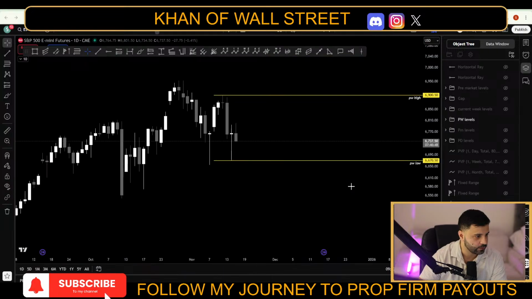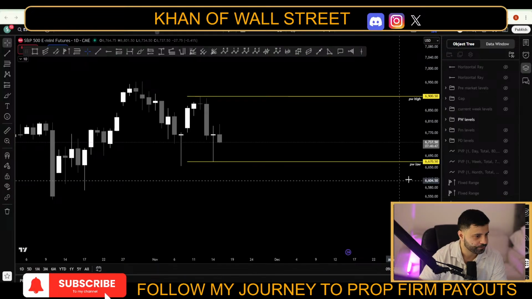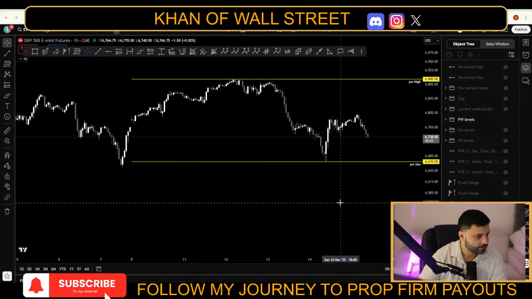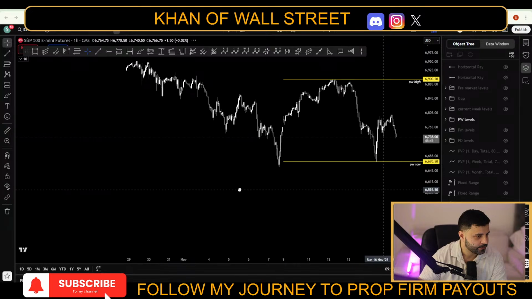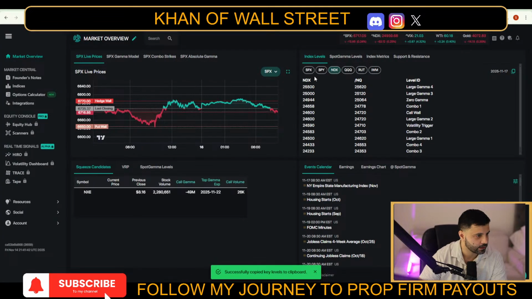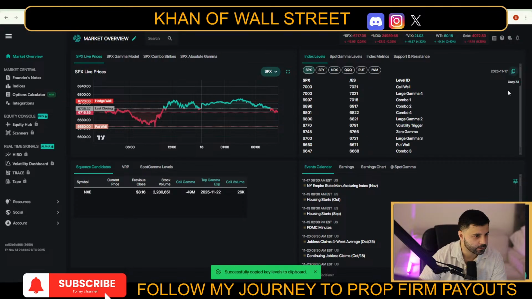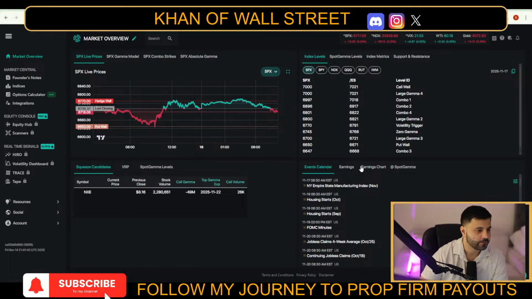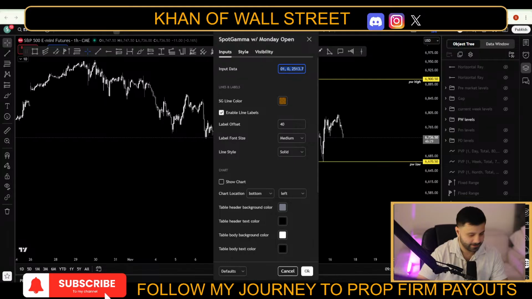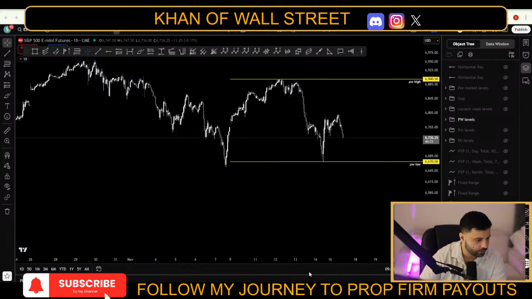Let's have a look at the gamma exposure levels for ES. Let's quickly get them on before market opens in 15 minutes. We're going to be ready and rocking. Ready to go. Market open in 15 minutes.